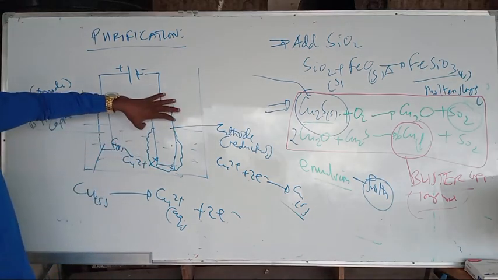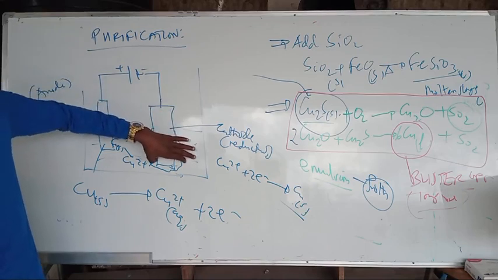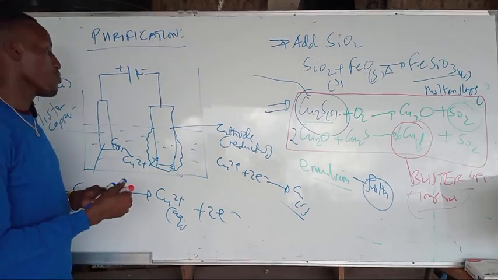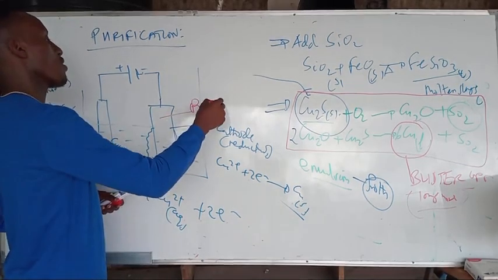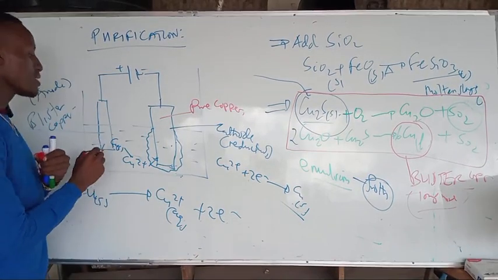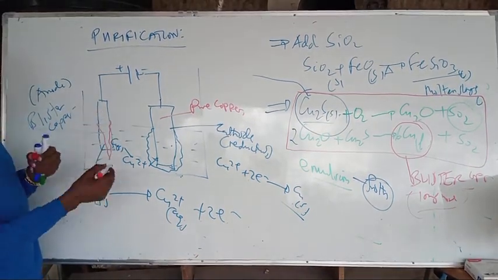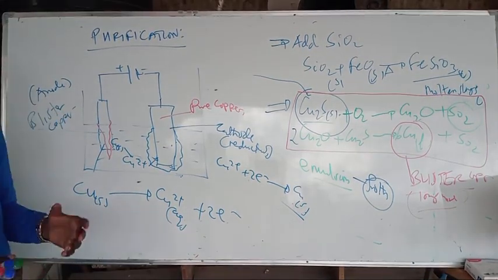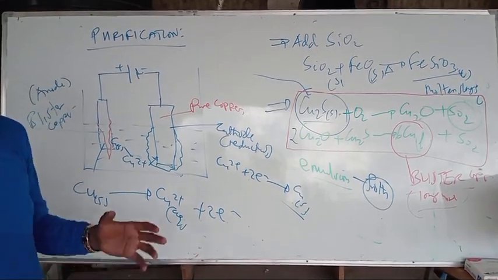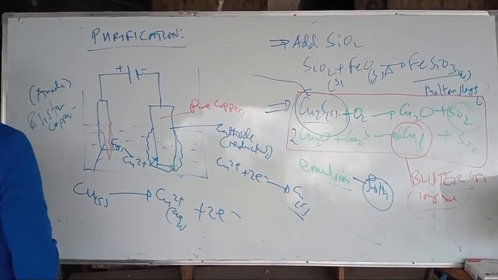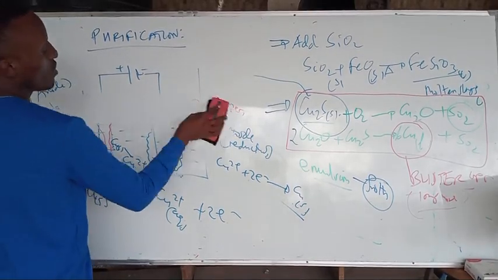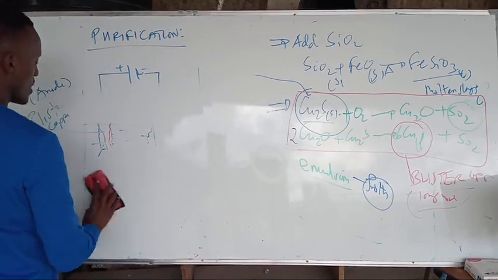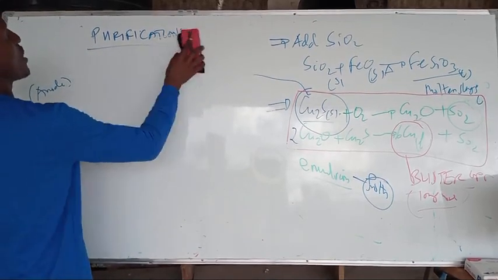So the whole crystal here at the cathode is the pure copper, while the impure copper is being broken down so as to obtain those ions. Okay, that's about the extraction for copper. Let's discuss the extraction for aluminium.